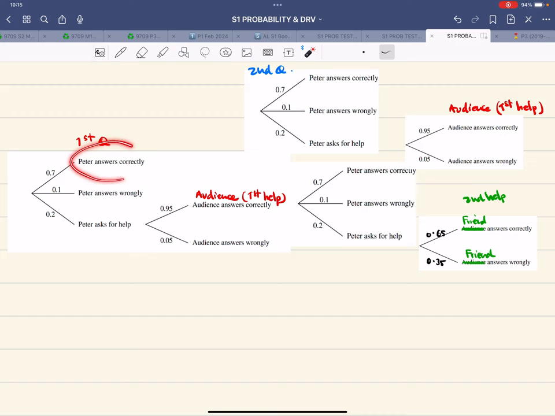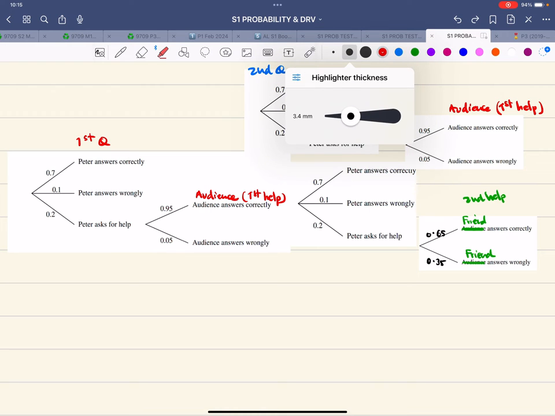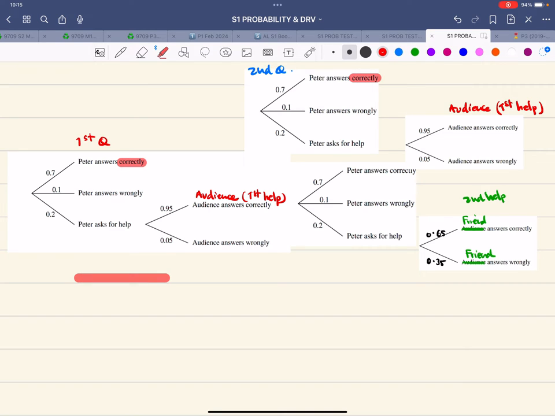The first question, Peter answers correctly by himself. Second question, Peter answers correctly. So let me focus over here using these dots. That is Peter answers correctly. Let me use this red marker. Let me thin it out. Peter answers correctly. Peter answers correctly. So the first option is this thing. That is correct, correct. The first question, the second question. So this is 0.7 into 0.7, which is easy math, everyday maths. That is 0.49.